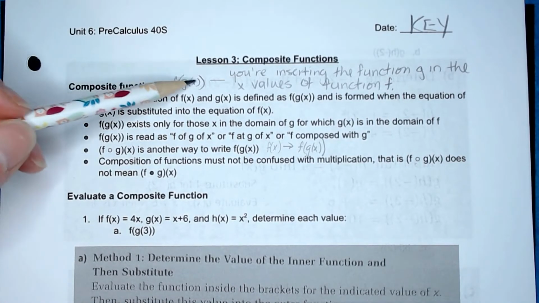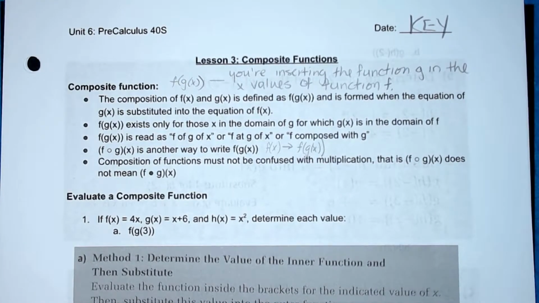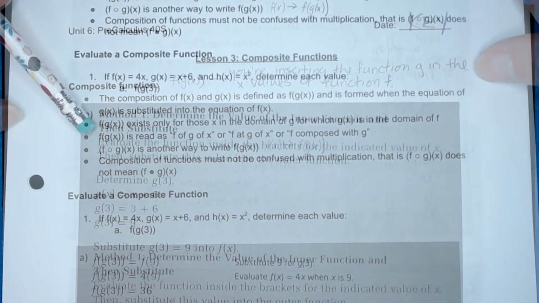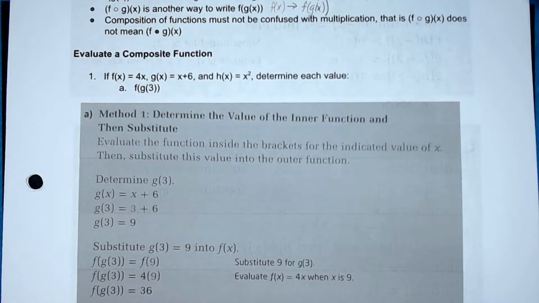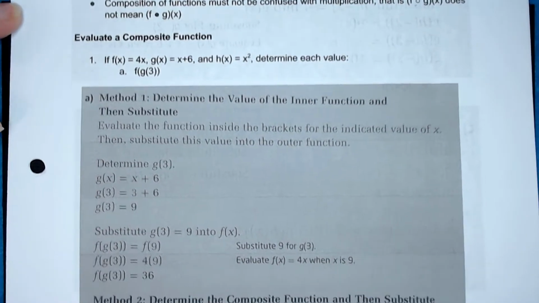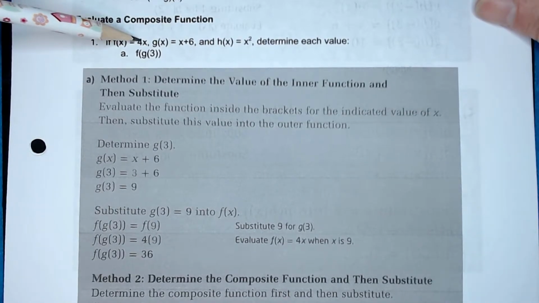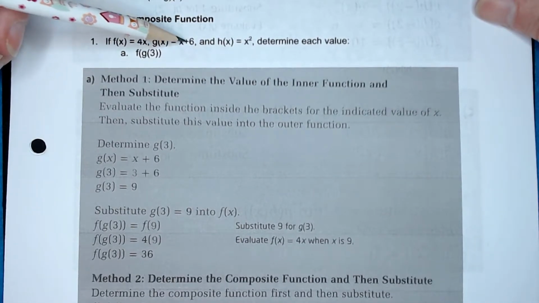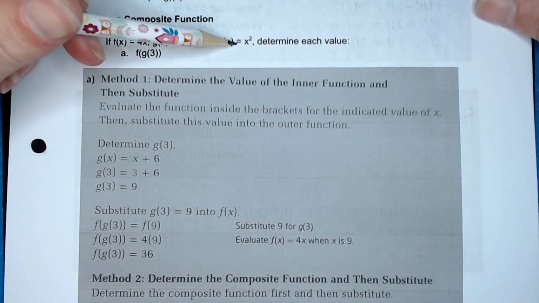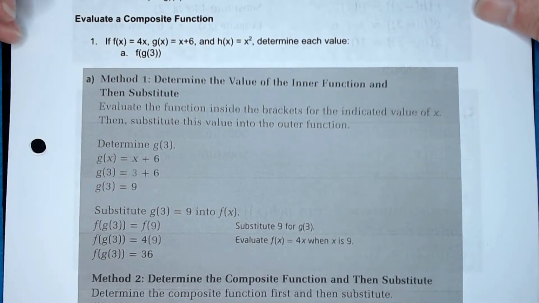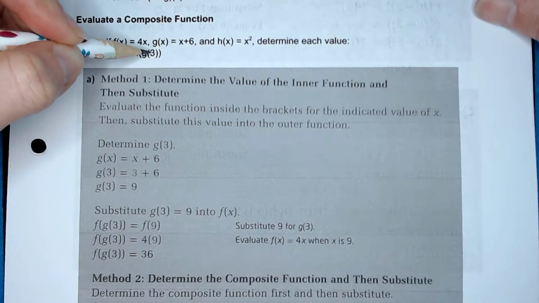So wherever you see this g of x inserted into the value of f of x, it tells you to do something a little bit different. We have some ways to figure out these problems. So method number one, evaluate the composite function. If f of x is equal to 4x and g of x is equal to x plus 6 and h of x is equal to x squared, determine each value. f of g of 3.